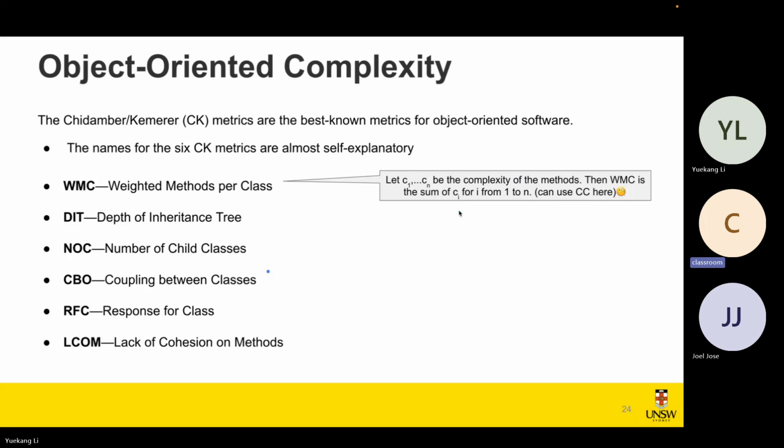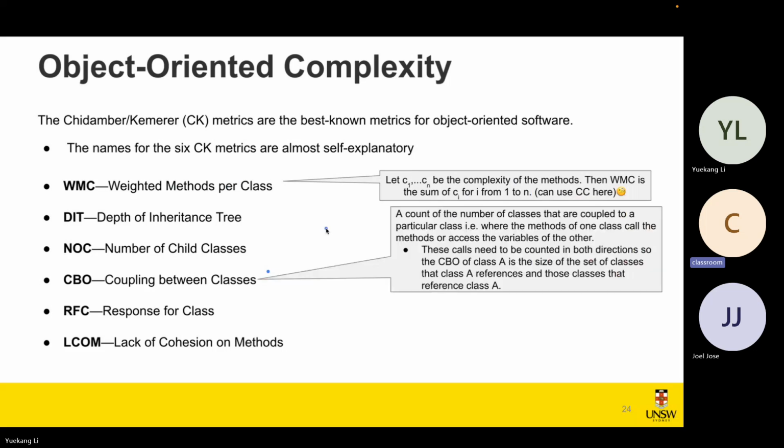And that's basically the first metric here. And we can use the cyclomatic complexity metric. We can use the Halstead metric. So it's just a sum of the complexity of the methods inside this class. And we could also count the coupling between classes.